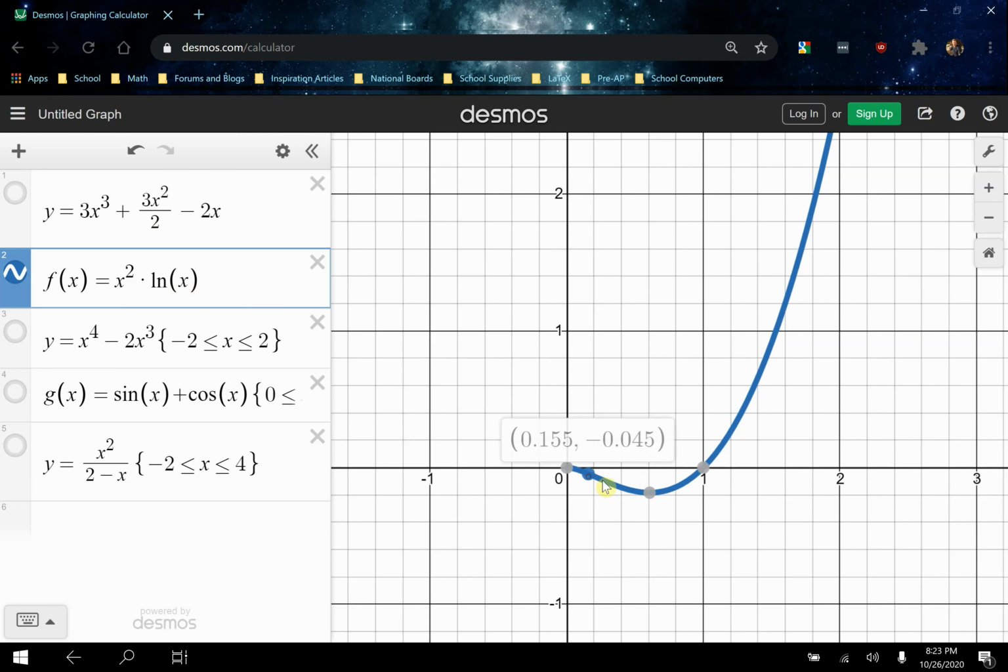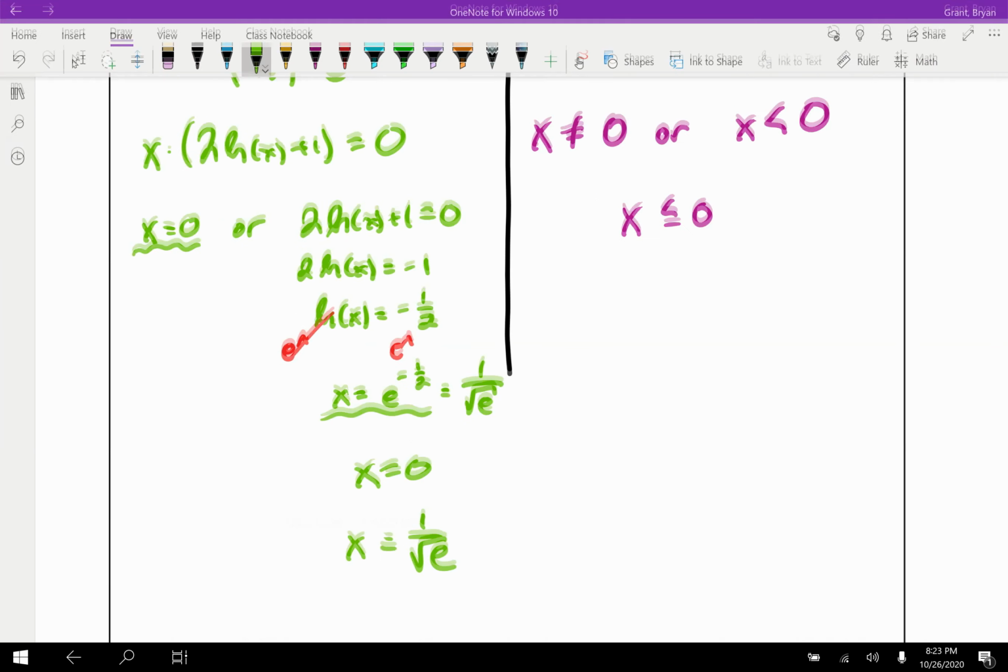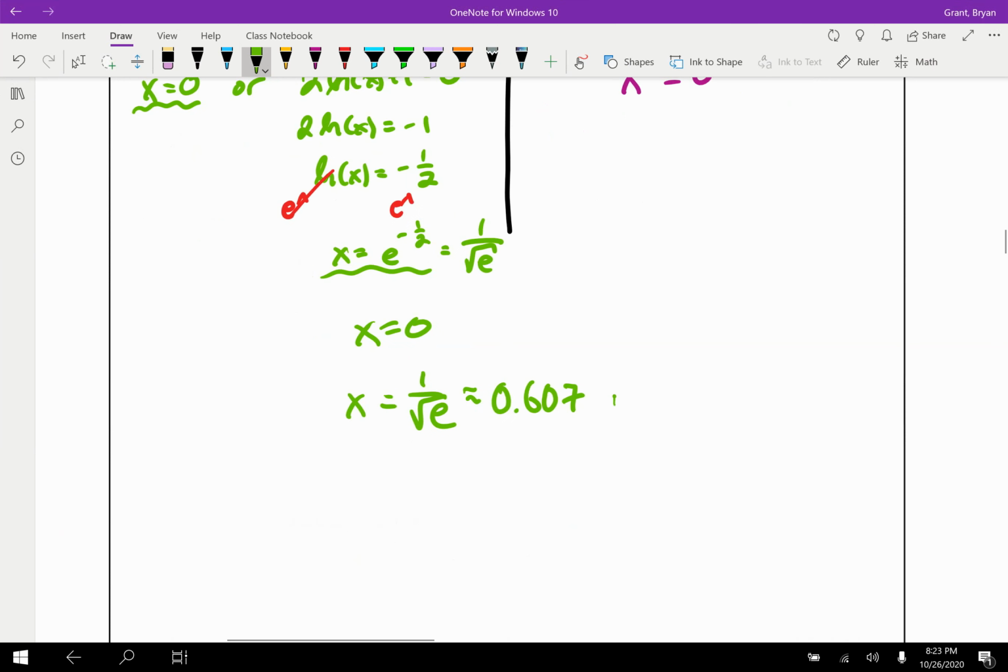And then let's take a look at this relative min down here, 0.607. Well, guess what happens if you put this into your calculator? It is approximately 0.607. And this is a relative min.